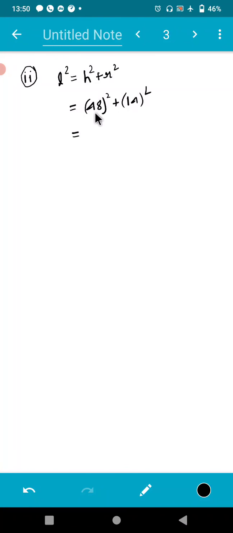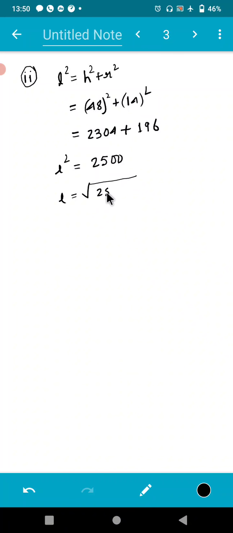Now what if I multiply 48 two times? I will get the answer as 2304, and if I multiply 14 into 14, I will get the answer as 196. So if you add these two, your sum would be 2500. Now this is L square, but you have to find out L, so you have to remove this square. That way there would be a square root sign on the right hand side. So the square root of 2500 is equal to 50 centimeter. I hope all of you have understood this. Very, very easy.